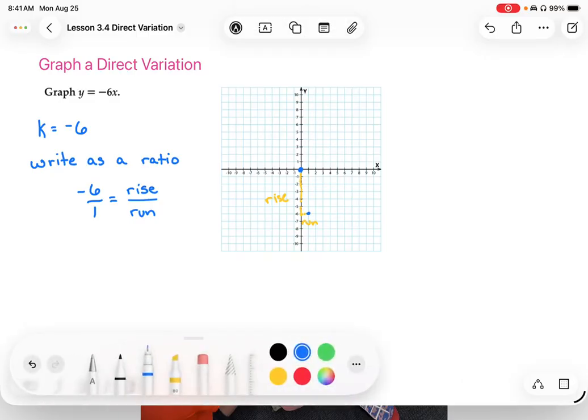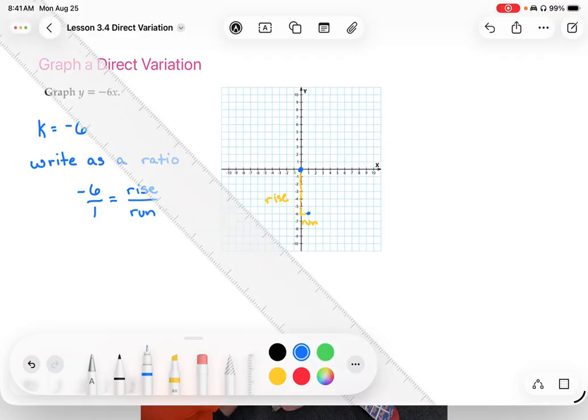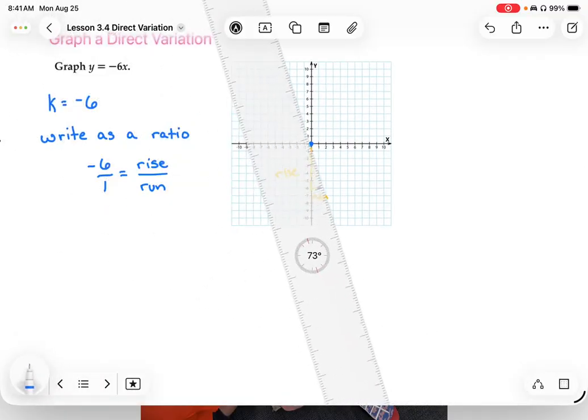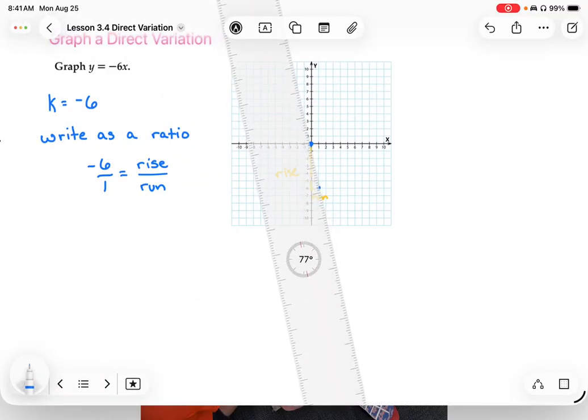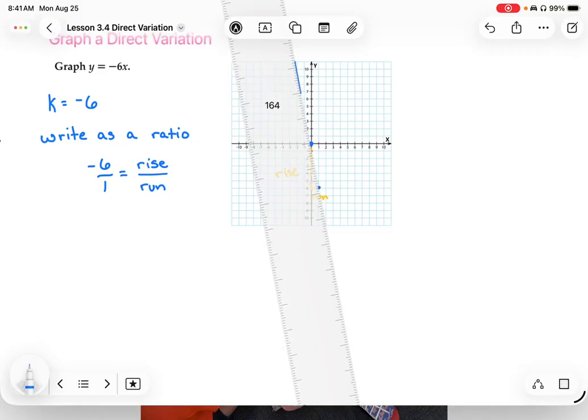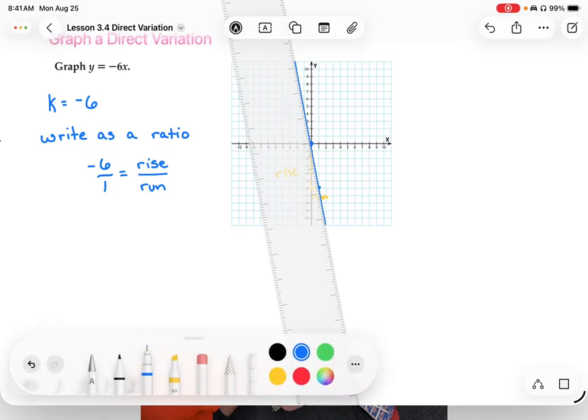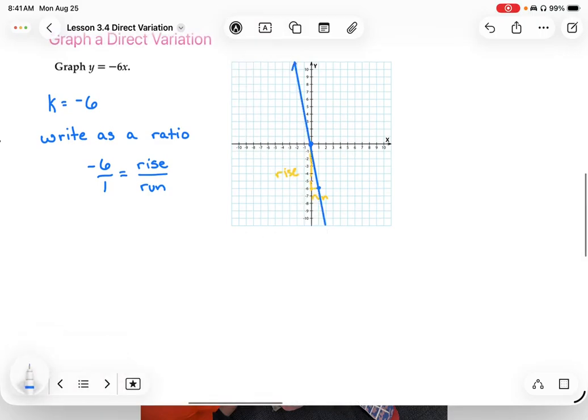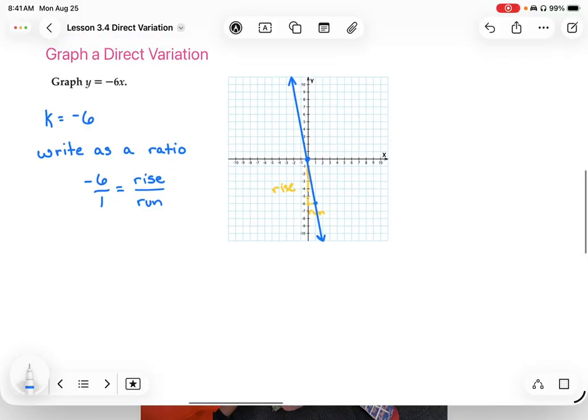And so now that we have our 2 points, we just connect the dots like so. We can either go all the way across the graph with this line, or we can just go part way across the graph and put arrows, or we can be a real overachiever and do both. All the way across the graph and put arrows. And there we go. There's our graph of a direct variation equation.